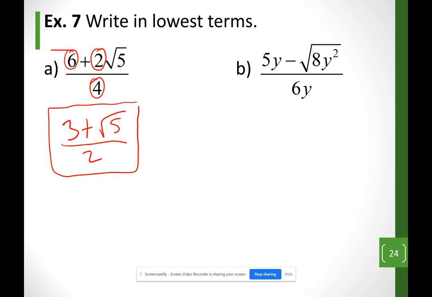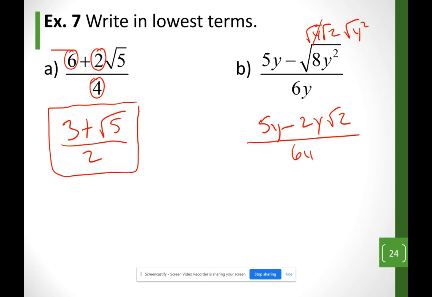Now looking at example B, let me simplify my radical first. So on the top I have 5y minus, I see this as the square root of 4 times the square root of 2. Notice how I broke the number as 4 times 2, because I wanted one of them to be a perfect square, and then the square root of y squared. So when I see this, I have a 2 in the front, a y, and square root of 2 over 6y.